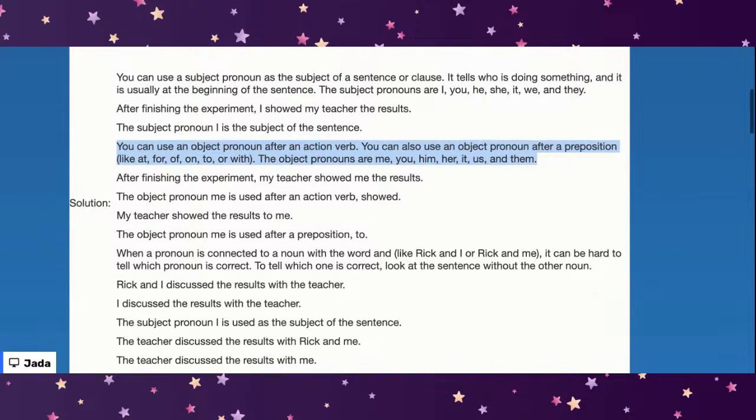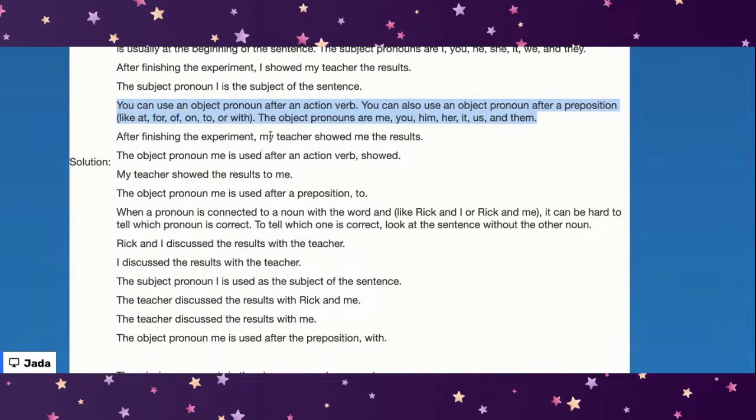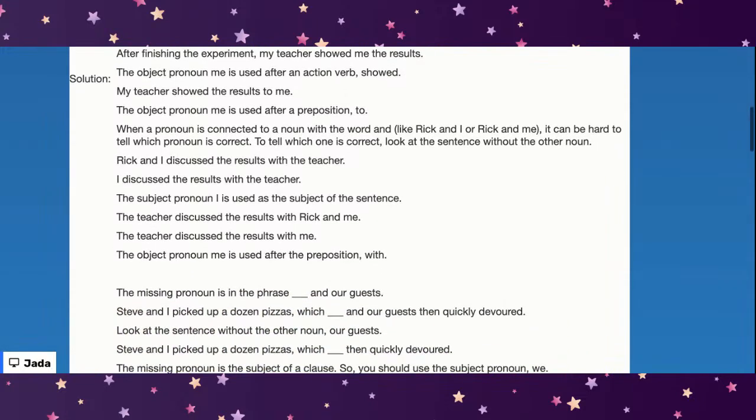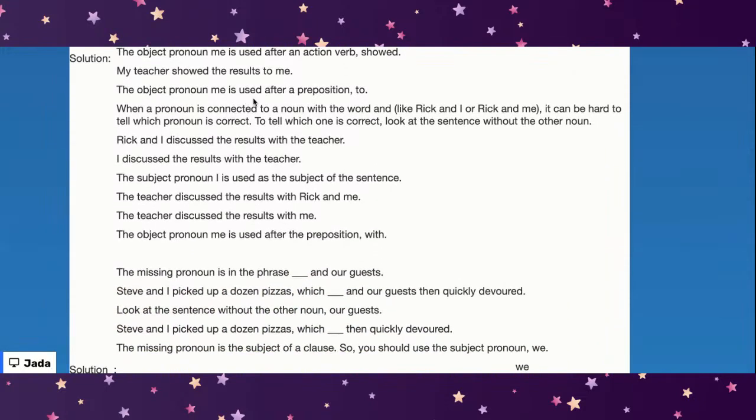After the experiment, my teacher showed me the results. The object pronoun is me, used after an action verb. As usual, when a pronoun is connected to a noun with the word and, like Rick and I, it can be very hard to figure out the correct pronoun. But what you need to do is take out the name, like I've said before, and use just the pronoun, and then you see if that is actually correct.